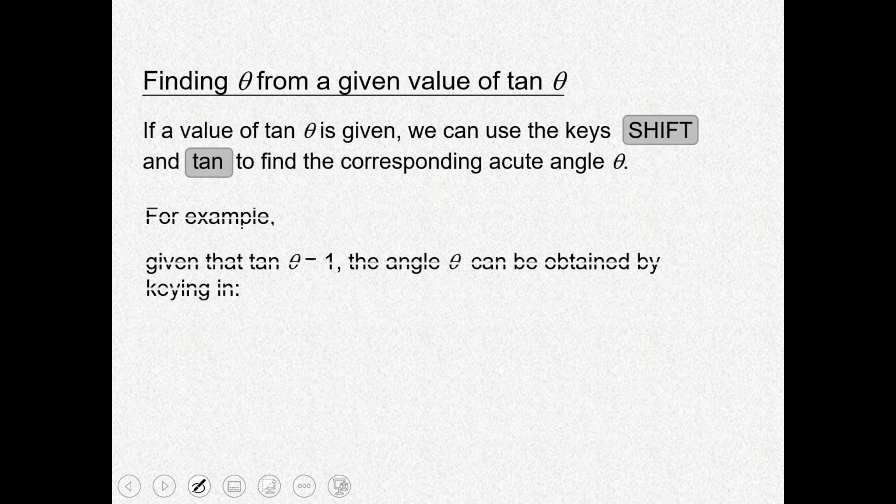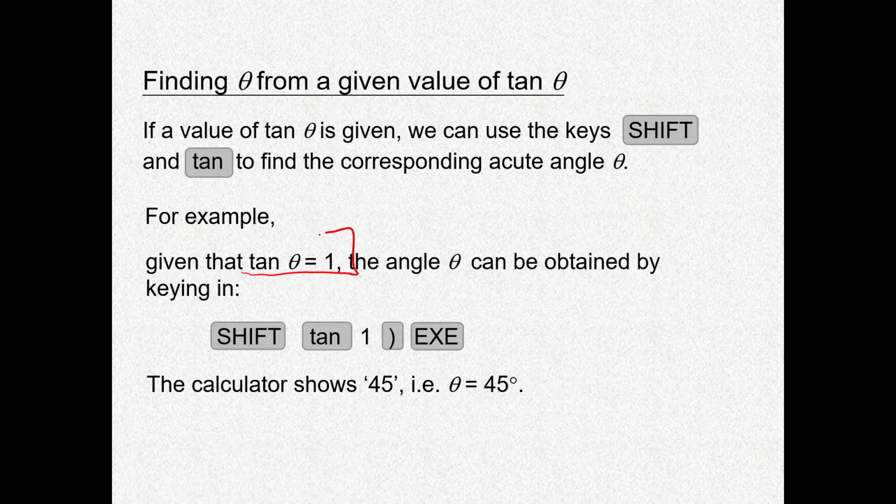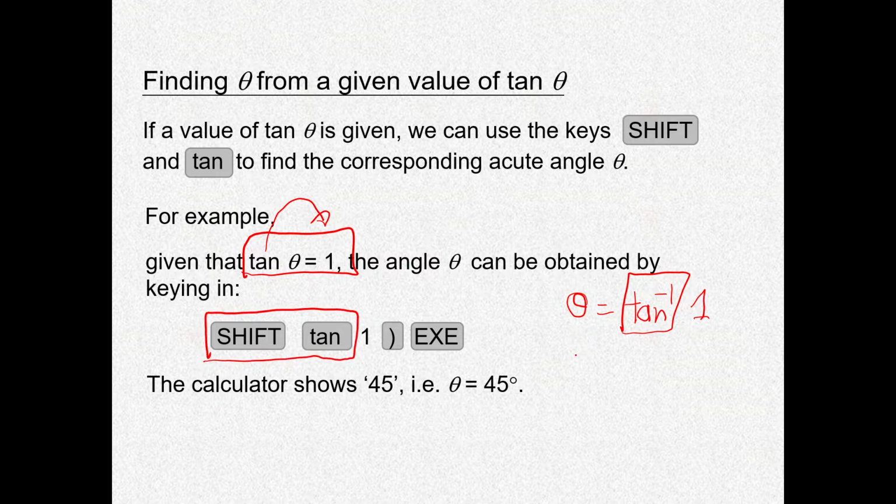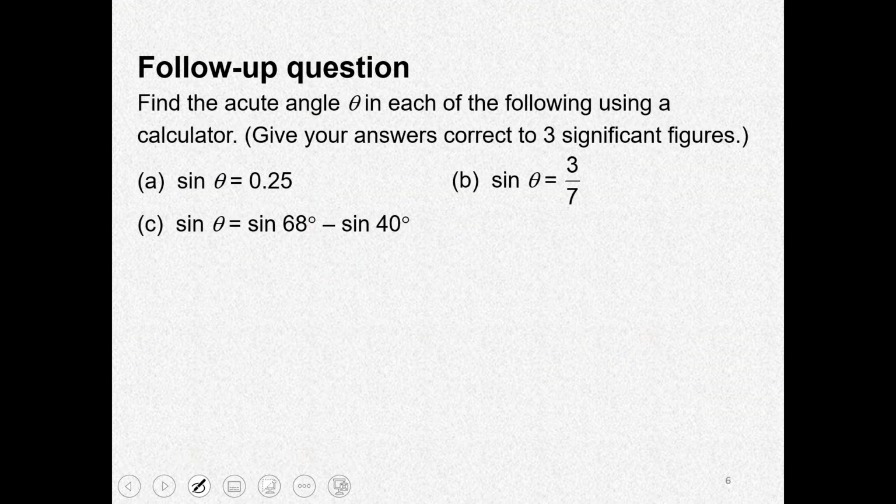So next, another example, tangent theta equals 1. In order to find out theta, we need to move our tangent to the right hand side. So it becomes tangent to the power of -1. In order to press this symbol, we need to make use of the shift button and the tangent button. So we can find out our unknown angle theta to be 45 degrees. So now it's your turn. Please try to find out the unknown angle theta in the following expressions.